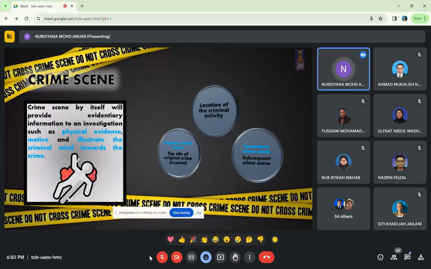Okay, kita tengok pada severity at the crime scene. Okay, maybe it's about revenge, maybe it's about jealousy and so on. And also from the crime scene itself, it can illustrate the criminal minds towards the crime. So maksud illustrate the criminal minds towards the crime bila kita tengok pada kes yang agak tragik sedikit.